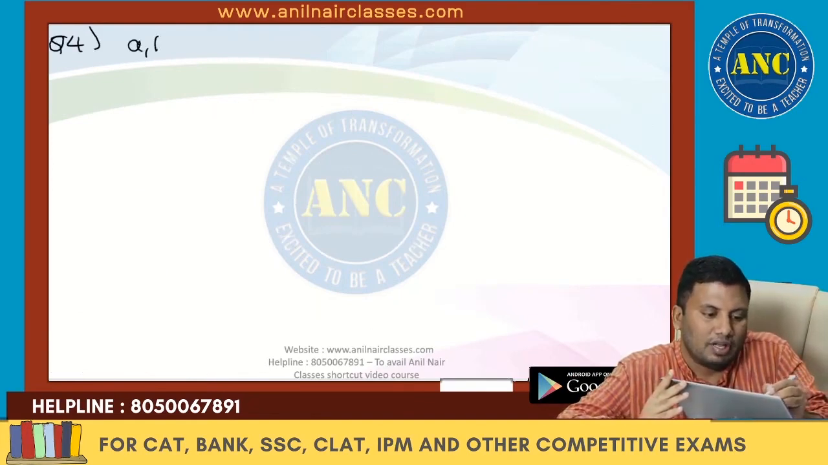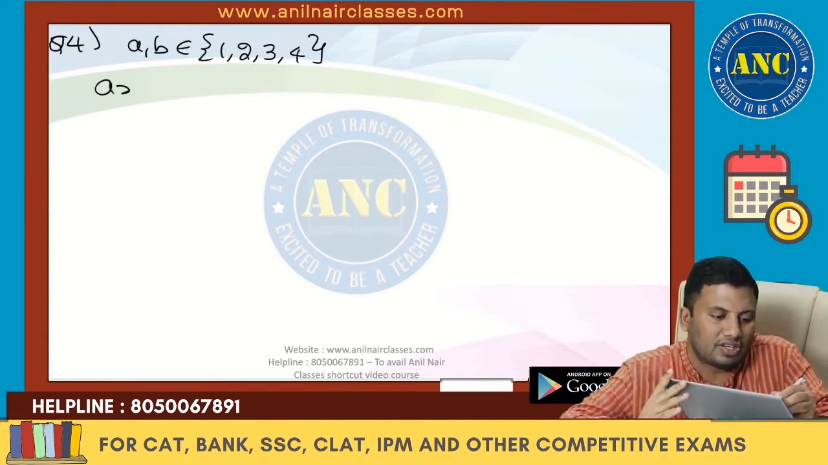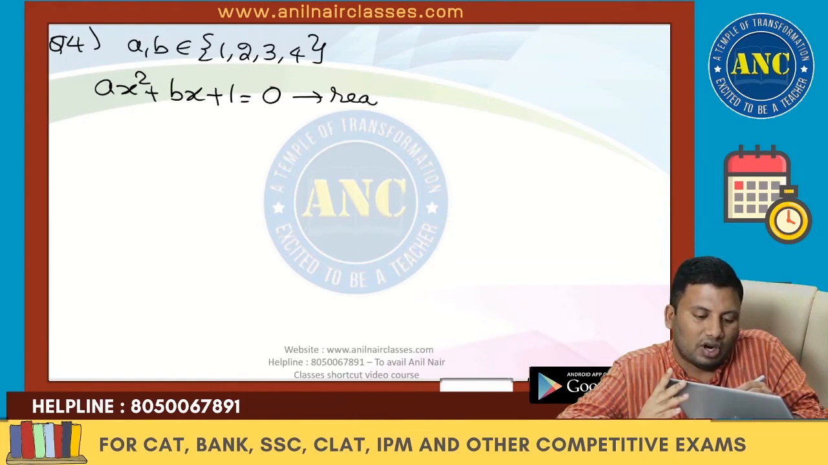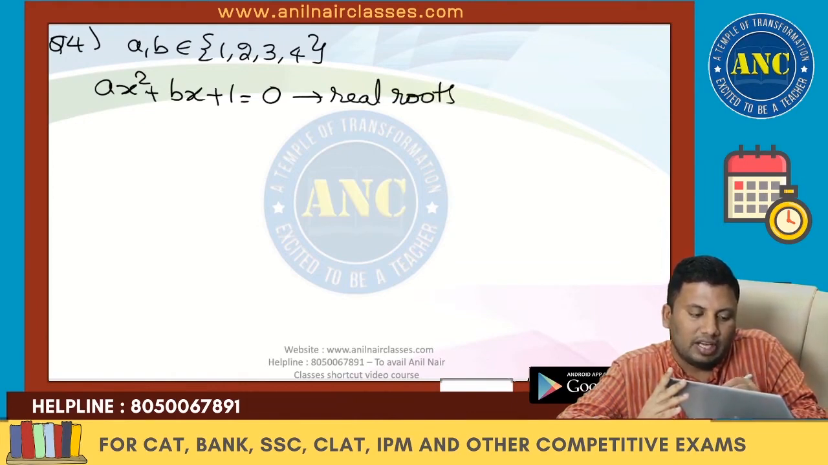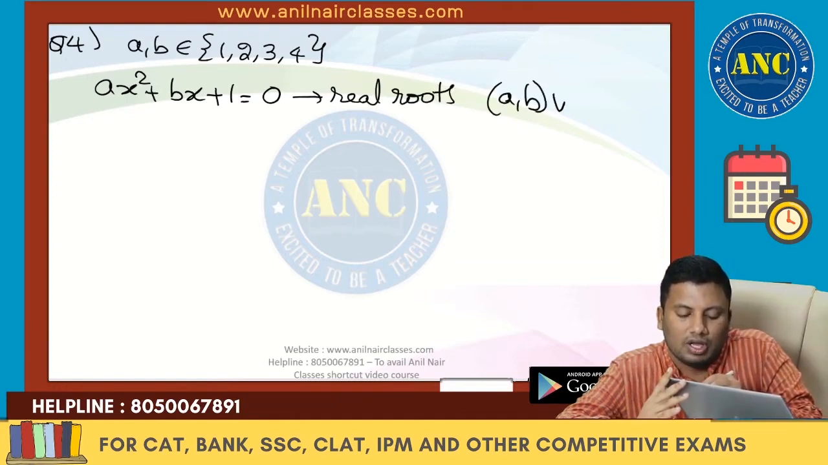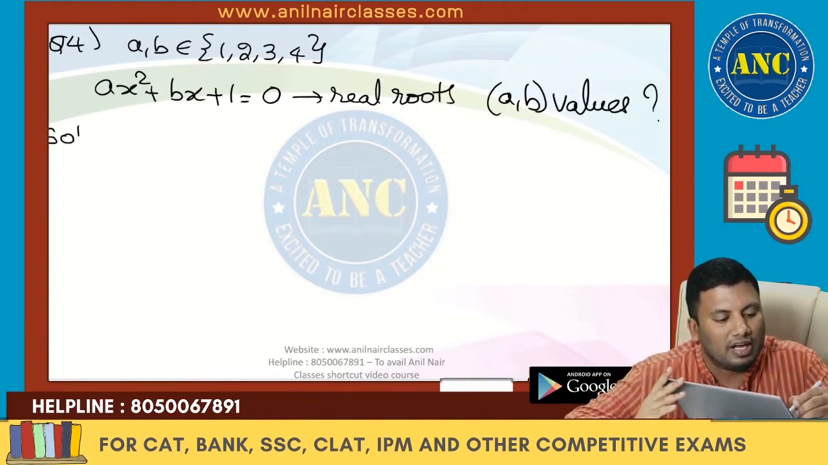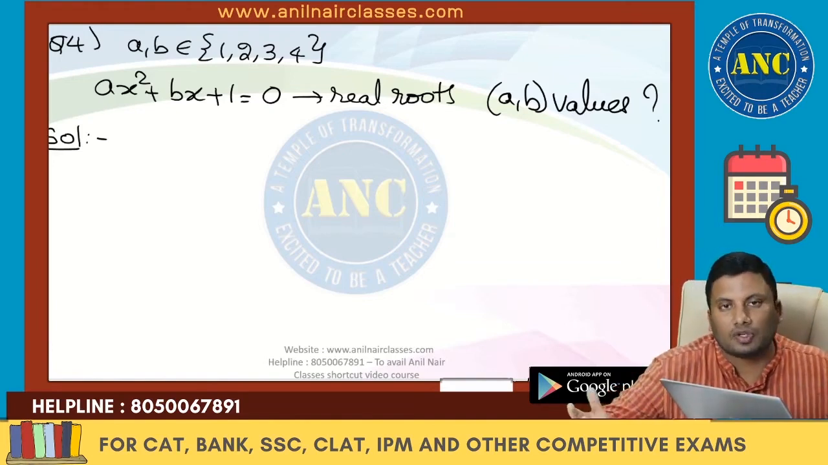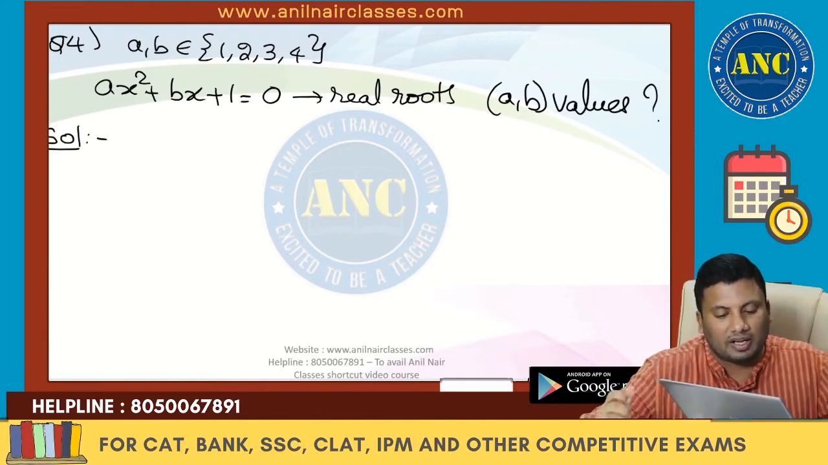Question number 4. There are two variables a comma b. They take values 1, 2, 3 and 4. There is an equation ax square plus bx plus 1 equivalent to 0. This equation has got real roots. How many values a, b can take? CAT replica question. There is a quadratic expression, c value is 1 here, so obviously the counting will take more time.